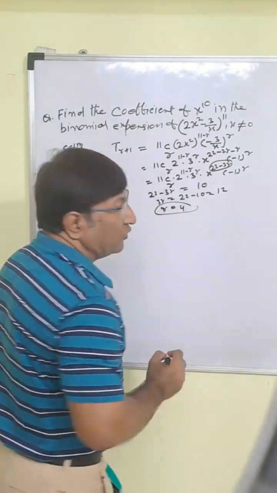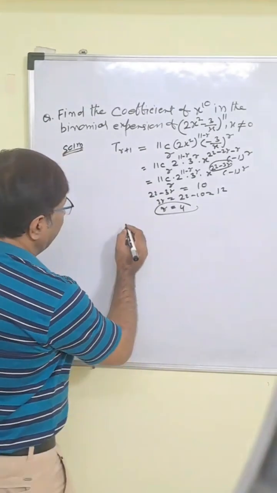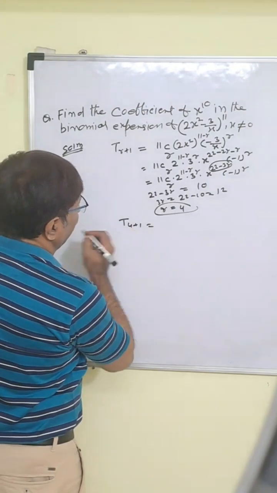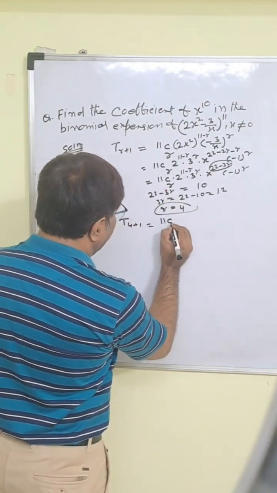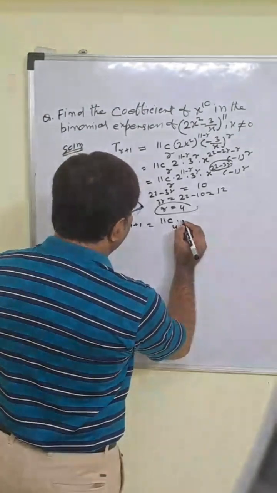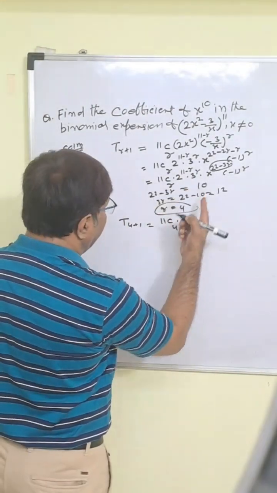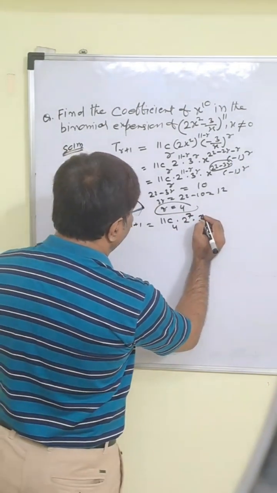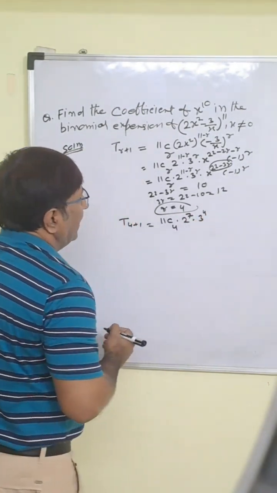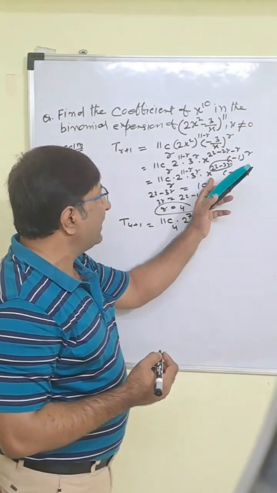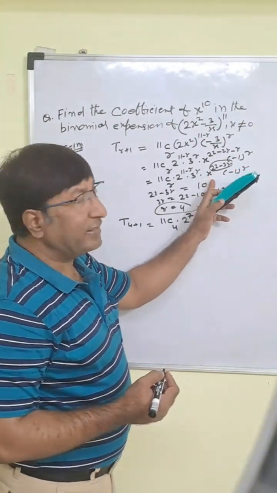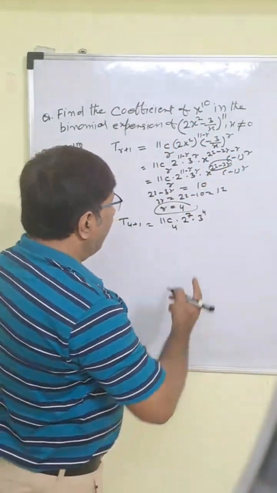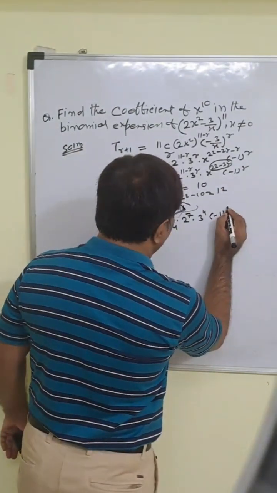That means the term is the fifth term. So we put the value of r equal to 4 and get T4 plus 1. So here 11Cr, that is 11C4, and multiply 2 to the power 11 minus r, so 11 minus 4 is 7, into 3 to the power r, that is 4. When we put r equal to 4 we will get x power 10. We are neglecting this x because we need the coefficient, so just forget the x. And it is minus 1 to the power 4.